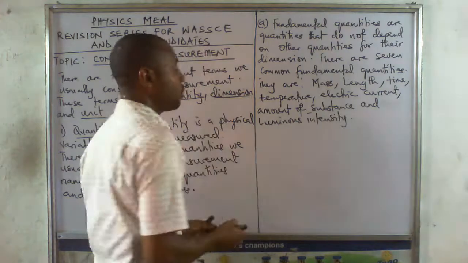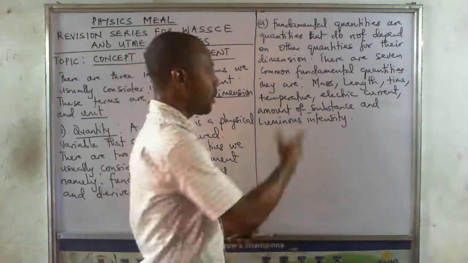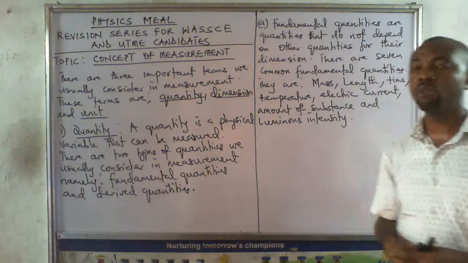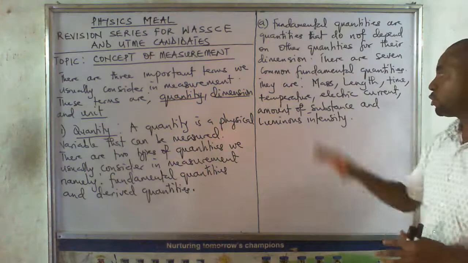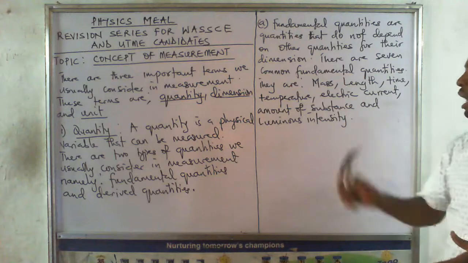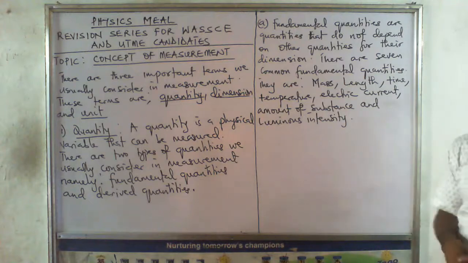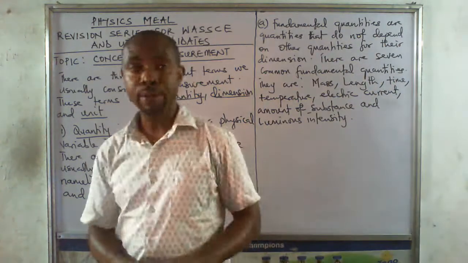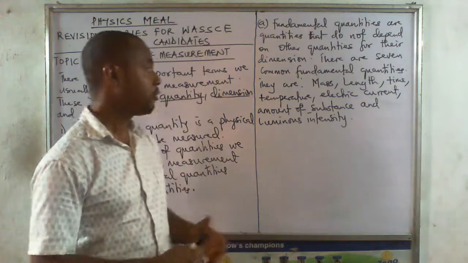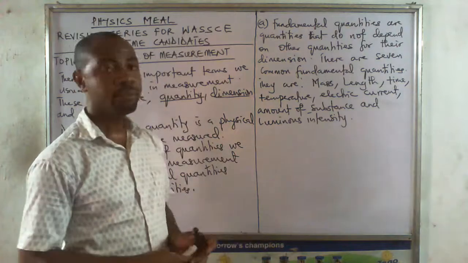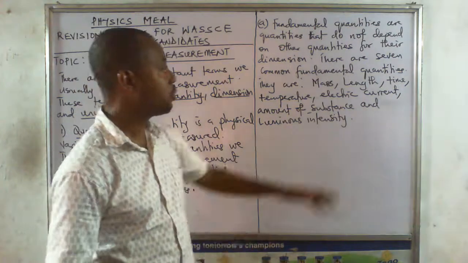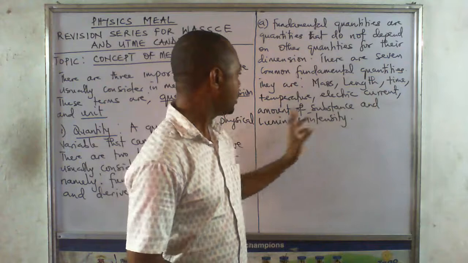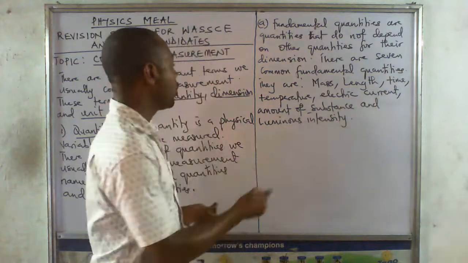Seven of them. So we have mass of a body as a fundamental quantity. Length is a fundamental quantity. Time is fundamental. Temperature, electric current, amount of substance, and luminous intensity are also fundamental quantities. So 7 fundamental quantities: 1, 2, 3, 4, 5, 6, and the what? 7.